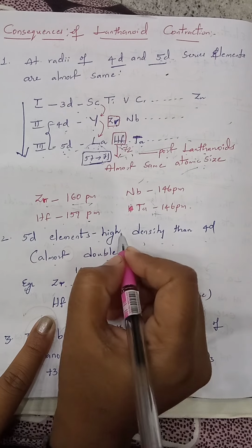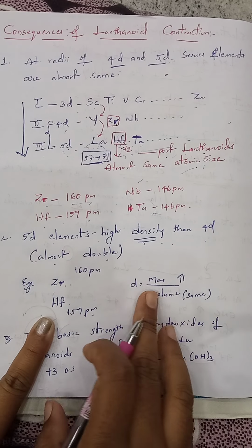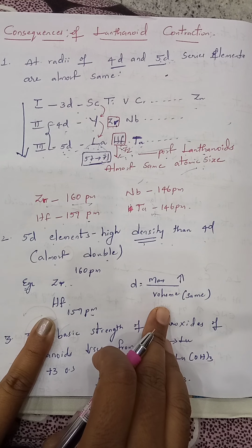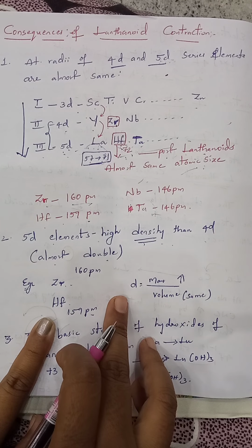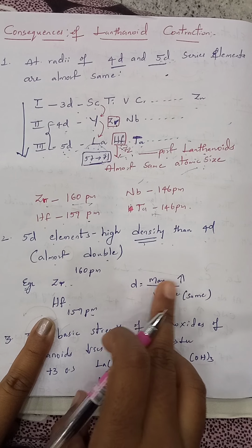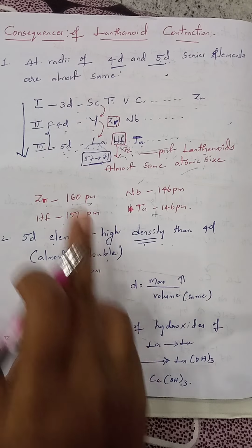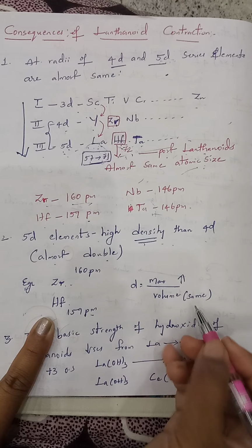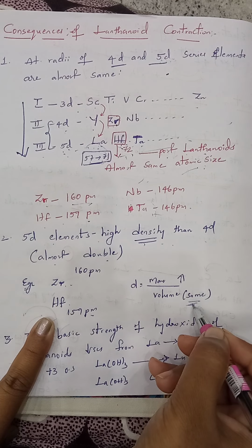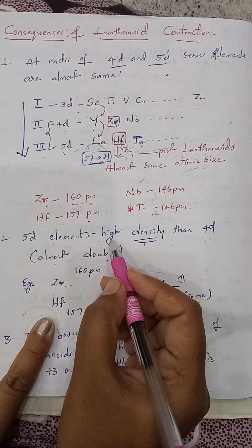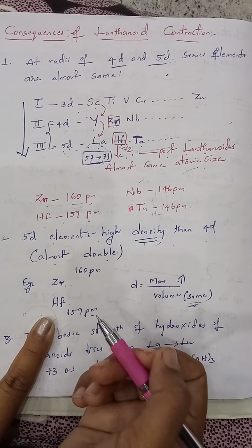Now we are discussing density. Density of any element is equal to its mass by volume ratio. Mass by volume ratio is known as density. Here mass is increasing, volume remains constant. Volume is nothing but atomic size or radii. So atomic radii is almost the same, but mass is increasing. Once mass increases, automatically density also increases.